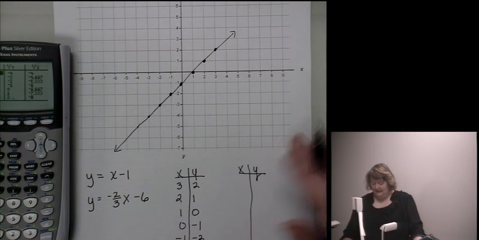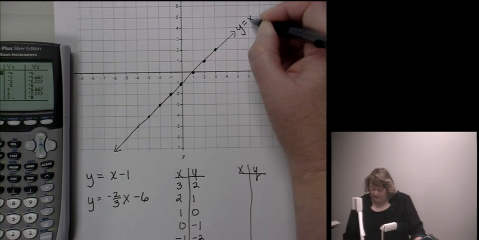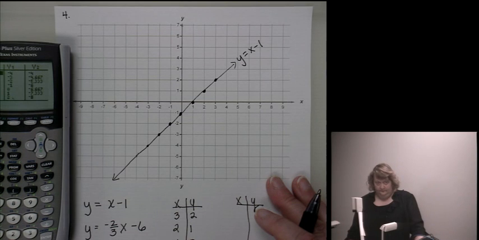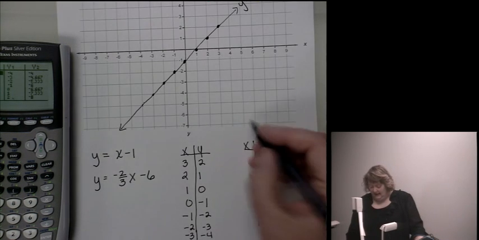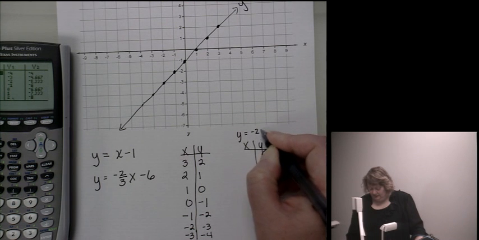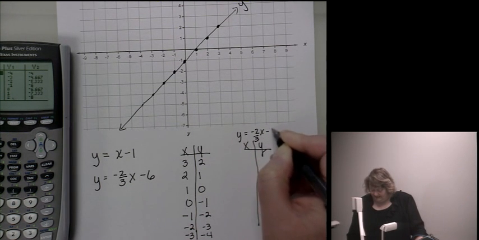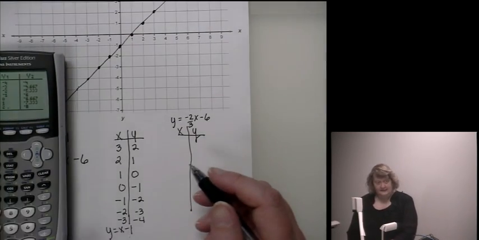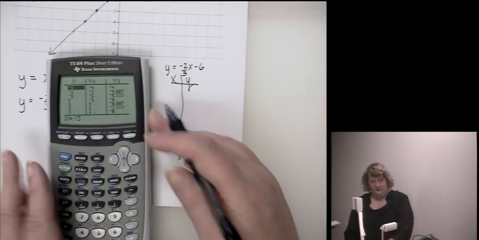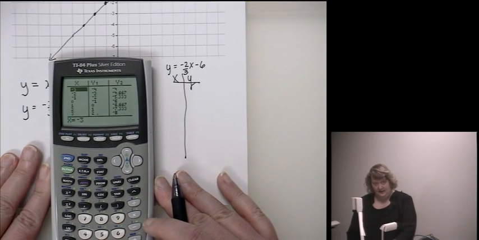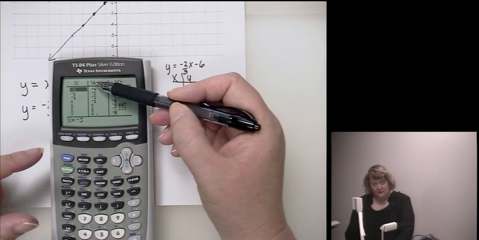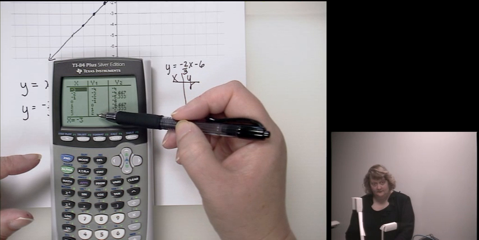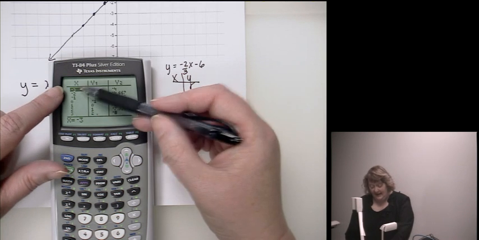And that is y equals x minus 1. And because we're going to have two lines there, I'm also going to label that one. Now my other line is y equals -2/3 x minus 6. In this case, trying to situate this so you can see everything, I'm going to ignore the middle column. The middle column is the y's for the first line, but I still need the x's.